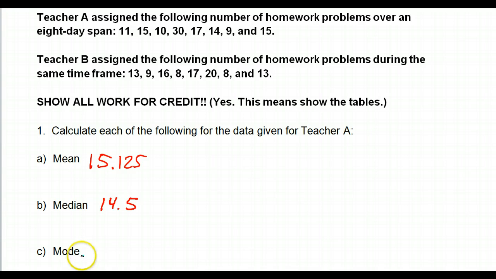Of course we know the mode is whichever number is repeated most often. 11, 15, 10, 30, 17, 14, 9, 15. Okay, there's a repeater. 15 is the only number that repeats in this list, so 15 is the mode. By the way, quick review, median. If we were going to find the median by hand, what would we have done?